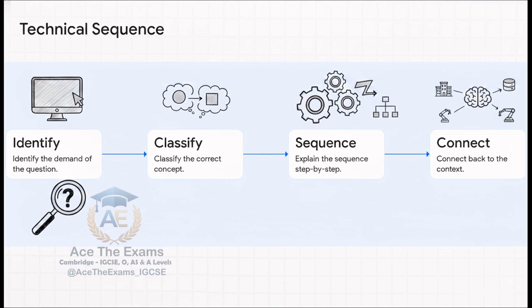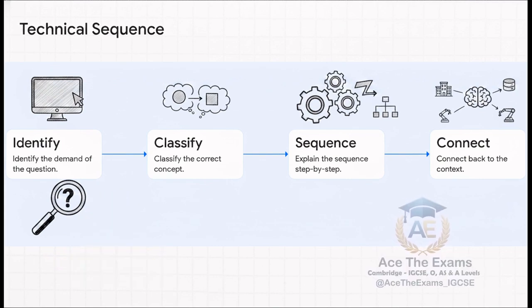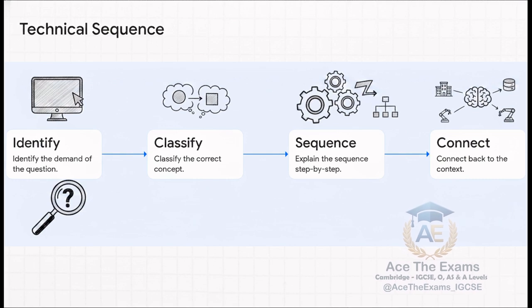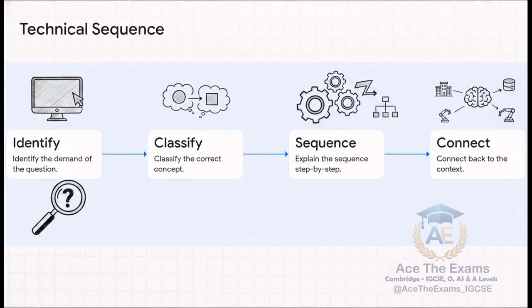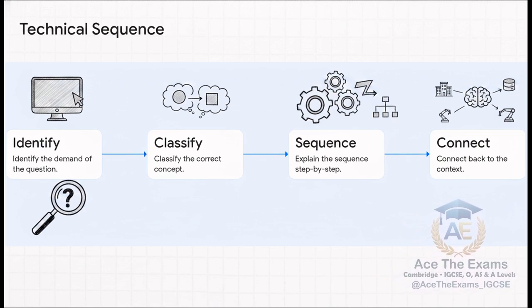Step 1. Identify the demand. This is rule number 1 of our blueprint, command word decoding. Is it asking you to state, describe, explain, or evaluate? Step 2. Classify the correct concept. Don't confuse memory with storage.